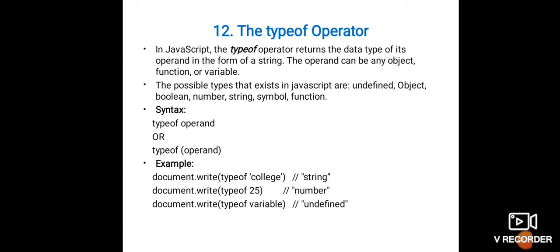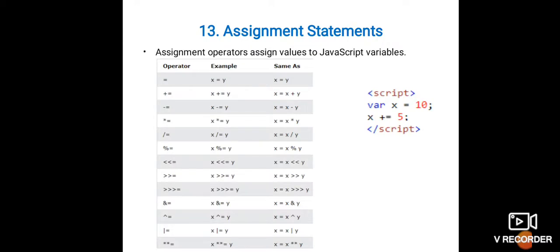And in the third example, document.write typeof variable. Here we have not defined anything, that's why it is undefined. Here the type of the variable string is undefined, that's why it will be defined as undefined. Like this, we are going to use the typeof operator to return the data type of the operand, that is a single operand. And the next is assignment statements.